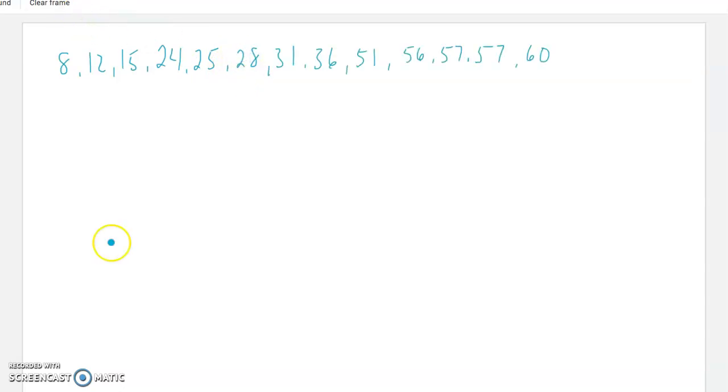Let's go 13 numbers. Let's say, I'm going to put them in order just to start out. So let's say 8, 12, 15, 24, 25, 28. Okay, and there's our 13 numbers. So again, we have an odd amount of numbers here. So we got to find the number in the middle.